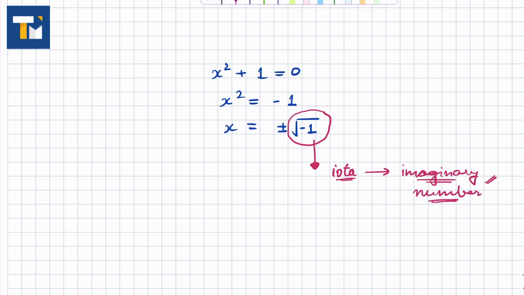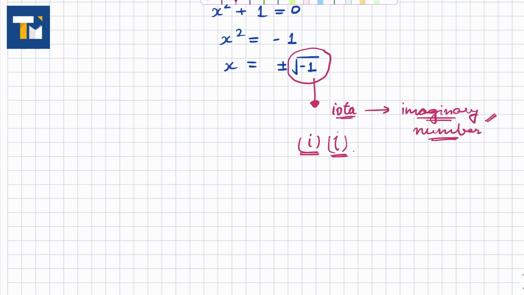So the mathematicians created an imaginary number and called it an iota, which can be denoted by a small i or a capital I. Now this gives us the solution for our equation as x is equal to plus minus iota.